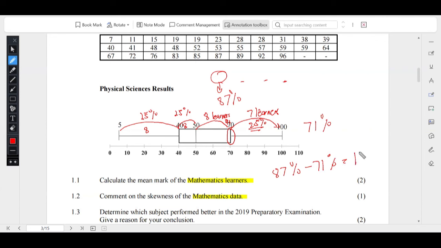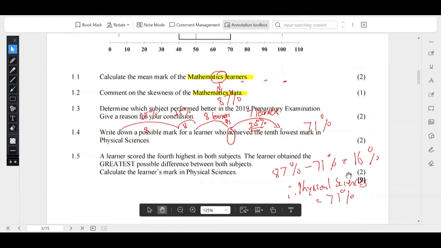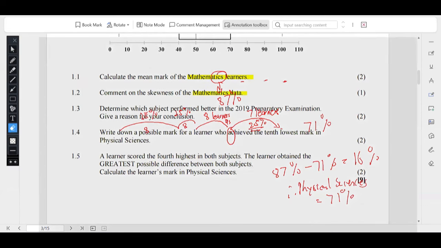Is 16%. So in other words, we can conclude that the learner in physical sciences obtained 71% because they belong here on the last 25%. Okay, so that's how you were supposed to go about answering that question. So all of these statistic questions were out of 9. And then, yep. So done with one variable statistics.